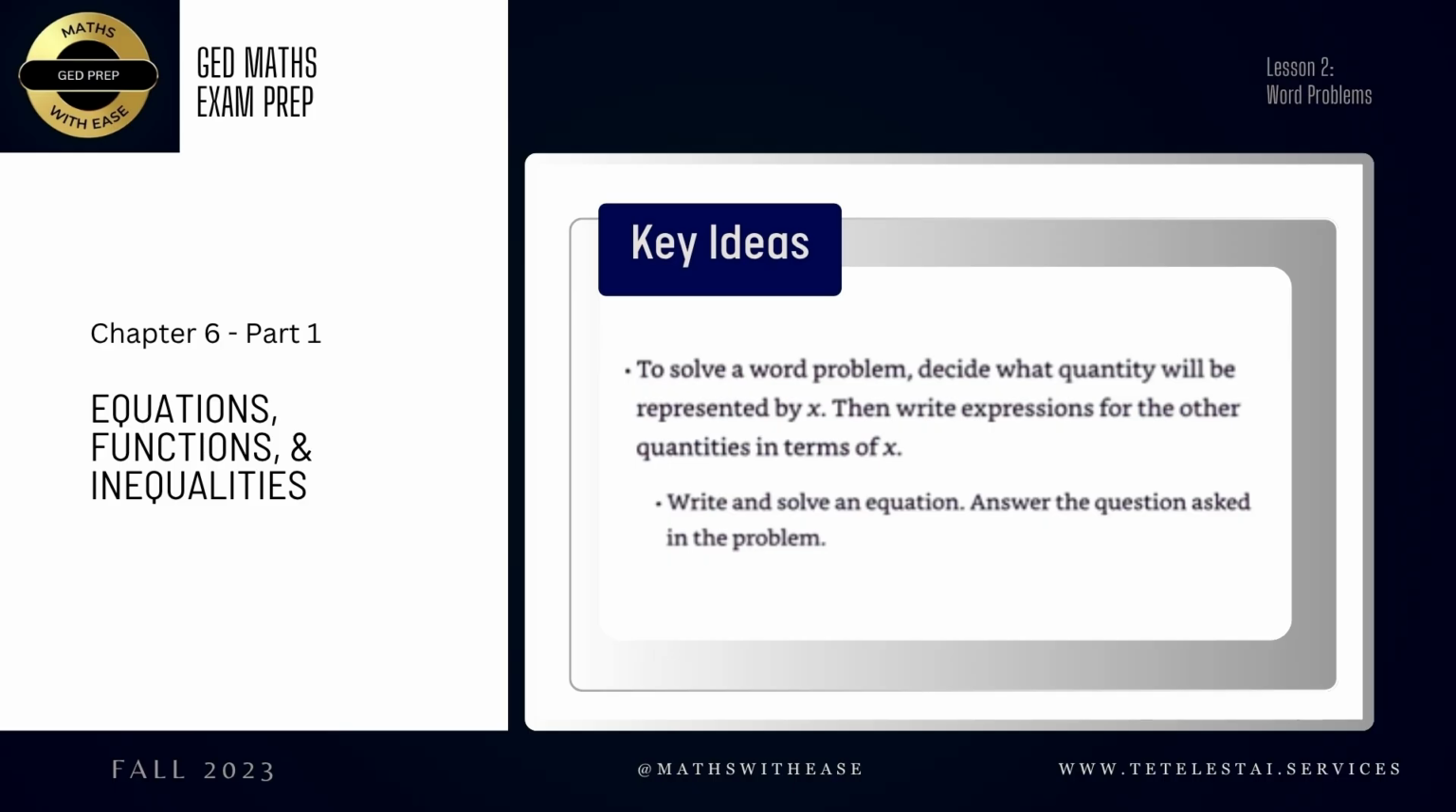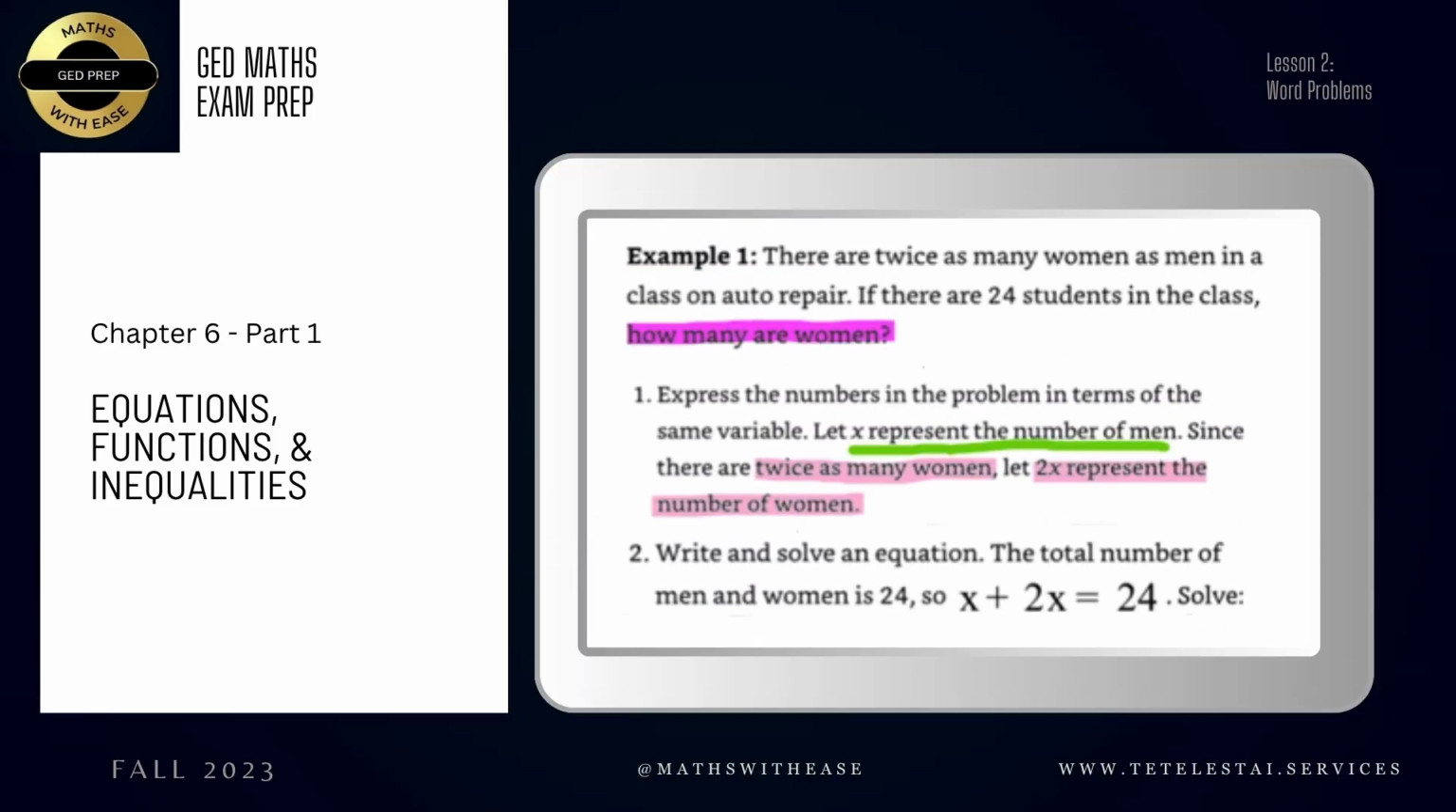and then answer the question being asked in the problem. In this example, we're told that there are twice as many women as men in a class on auto repair. If there are 24 students in the class, how many are women? Well, let's express the numbers in the problem in terms of the same variable. So we're going to let x represent the number of men. And since there are twice as many women, we'll let 2x represent the women.